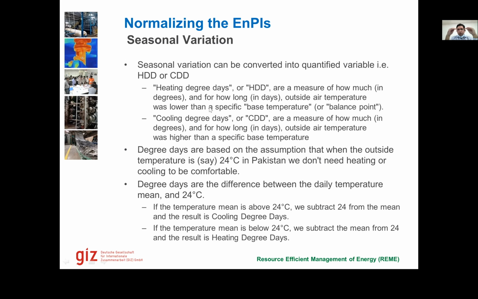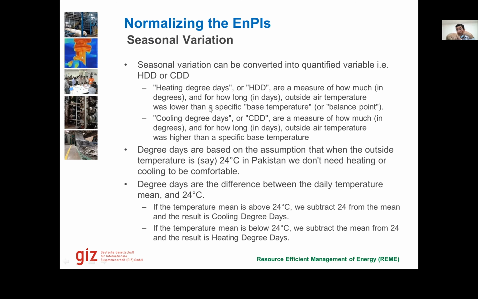Let's say that normally our operations operate ideally at 24 degrees Celsius. If the temperature is below 24 degrees Celsius, we would say that we need to heat it more. And if the temperature is above 24 degrees Celsius, that means we need to cool down. So if we need to cool down, we say it's cooling degree days. And if we need to heat up, then we say it's heating degree days.